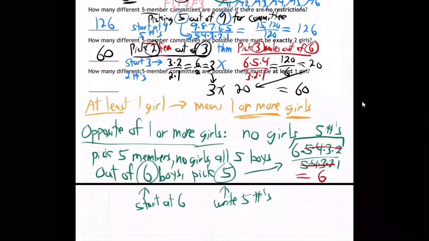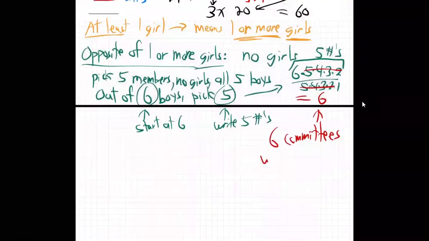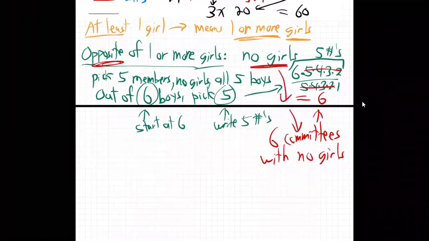In other words, they said, how many 5-member committees are there with at least one girl? Well, that means there's 6 committees. There's 6 committees with no girls, no females, right? This was the opposite, is no girls. So that means there's 6 committees with no girls. There's 6 different committees that have no girls on them.